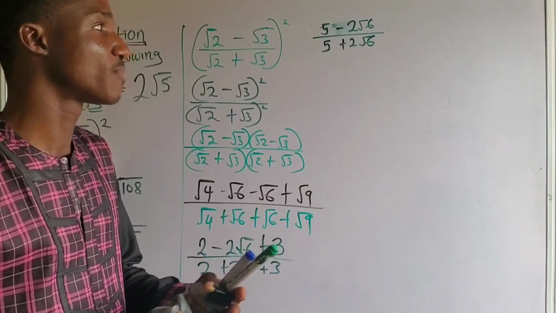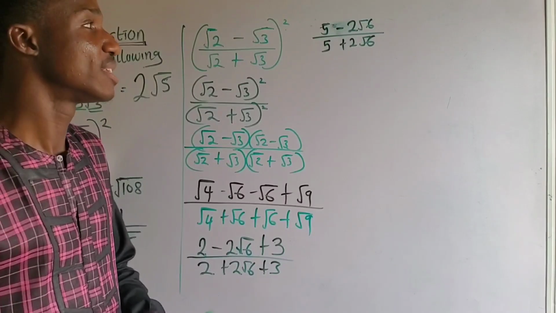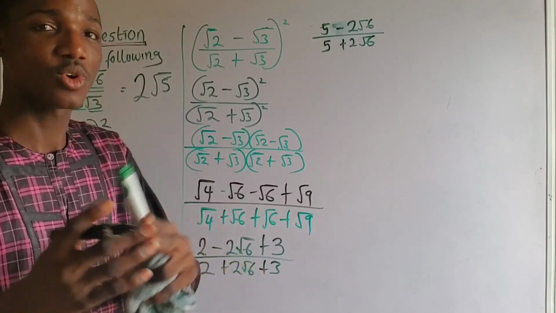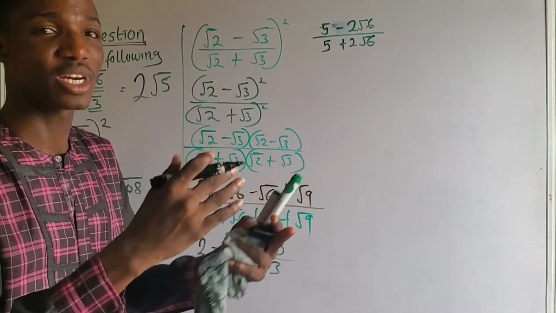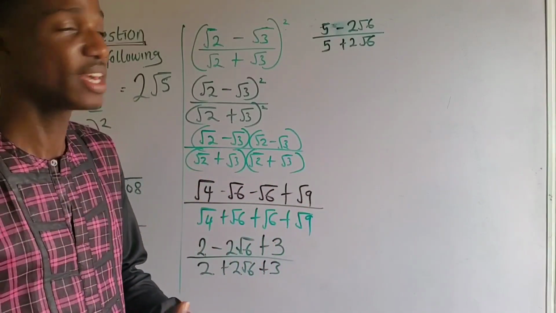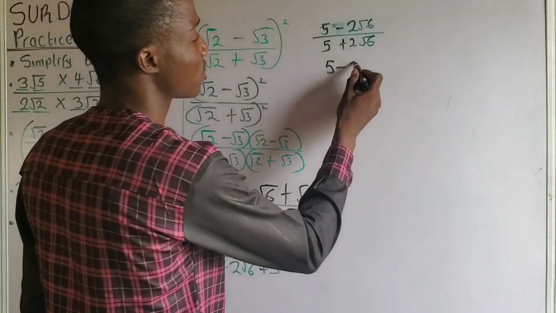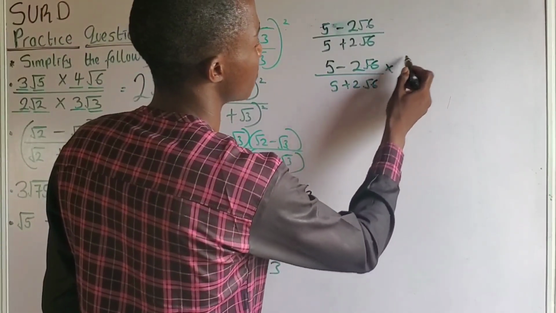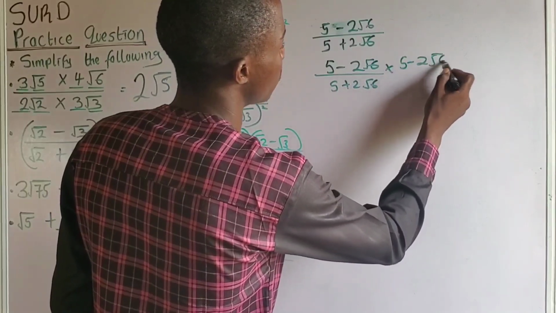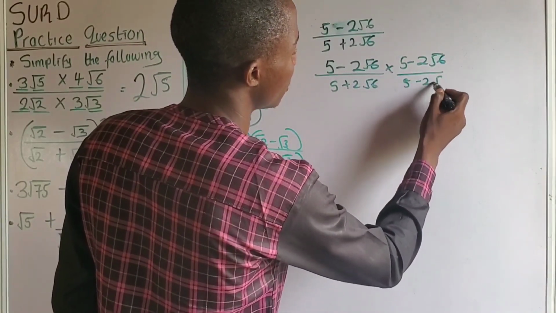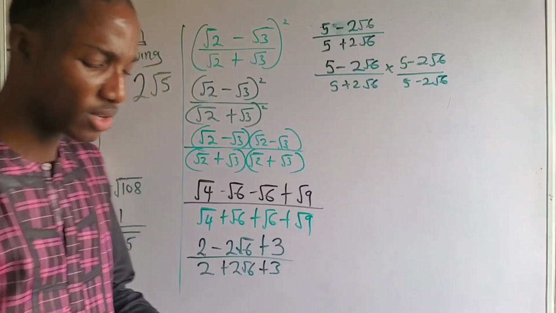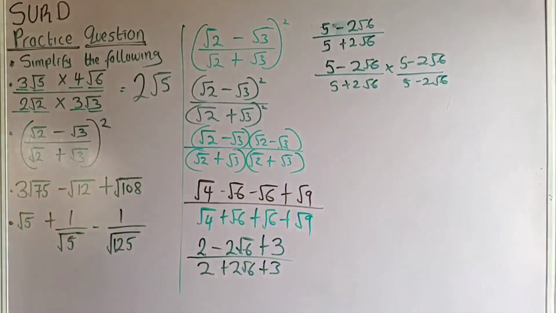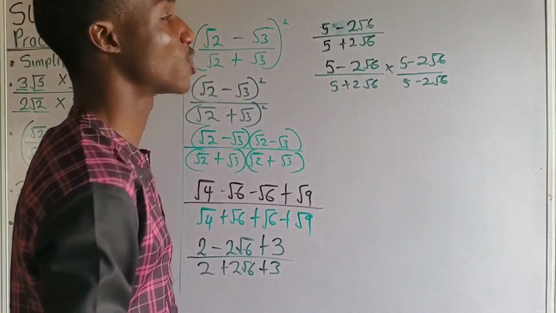The denominator is what? 5 plus 2 root 6, okay? Now, if I take the conjugate, I'm going to have 5 minus 2 root 6. It is this conjugate that I'm going to multiply by both the numerator and the denominator of the surd. So I'm going to have 5 minus 2 root 6 all over 5 plus 2 root 6 multiplied by 5 minus 2 root 6 all over 5 minus 2 root 6, okay? If you are part of our previous class, you should be able to solve this question, because I taught you how to take the conjugate of a surd.